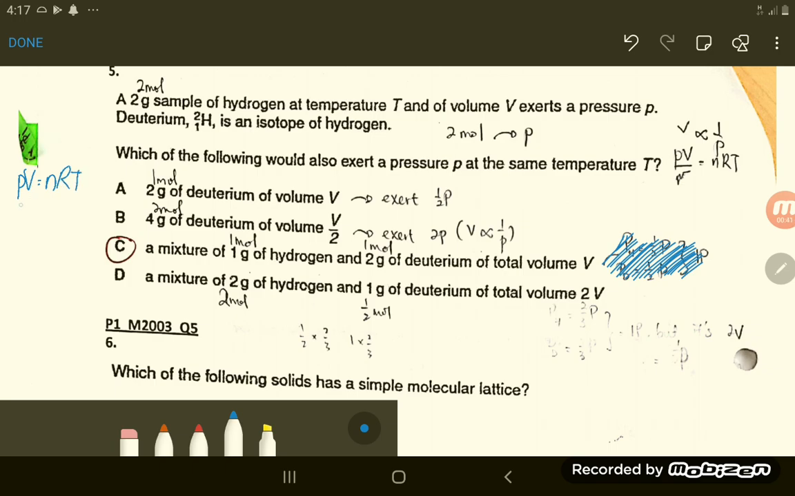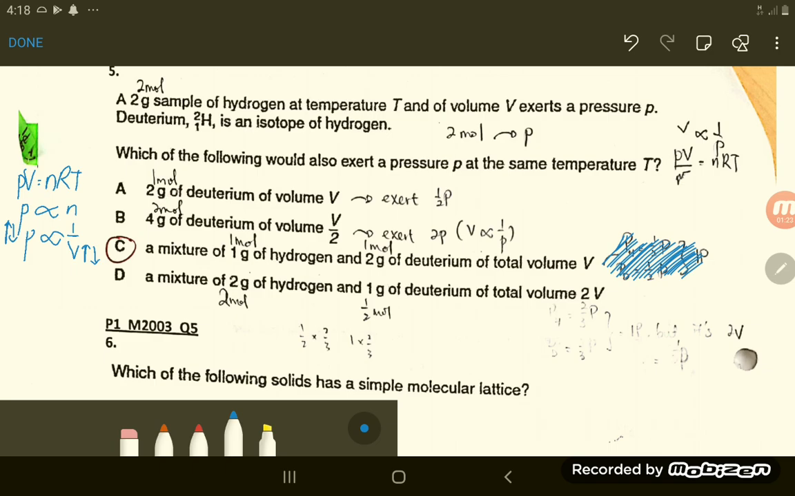Okay, so we know from here that P is directly proportional with n, which means if n doubles, P doubles. If n becomes half, P becomes half. Whereas P is also inversely proportional with volume. So when volume increases by double, P will decrease by half. If volume decreases by half, then P will double. Okay, you get that?